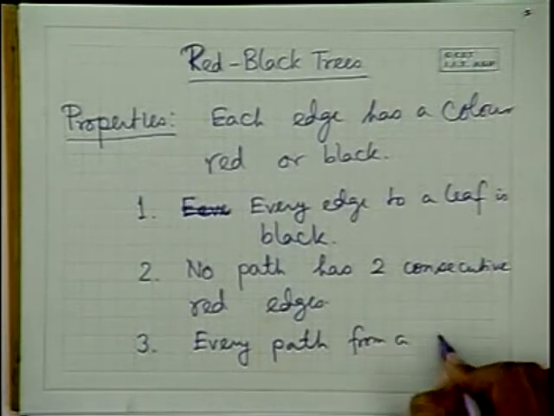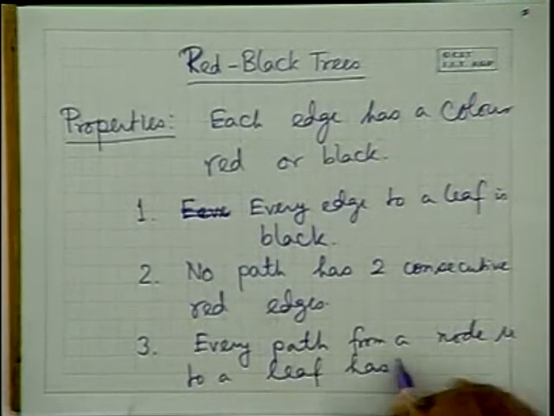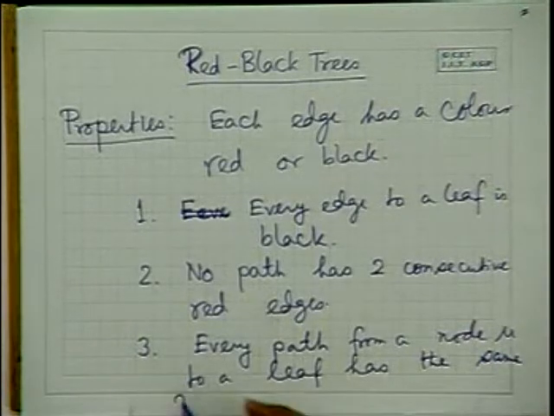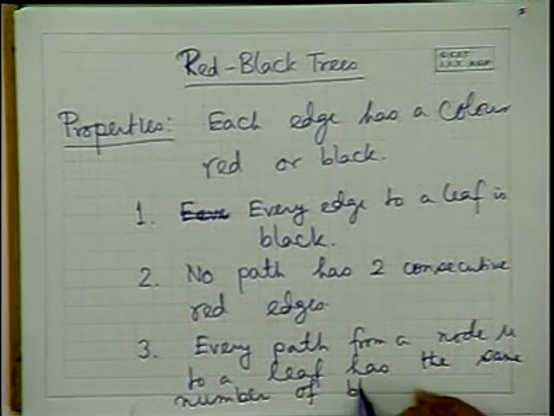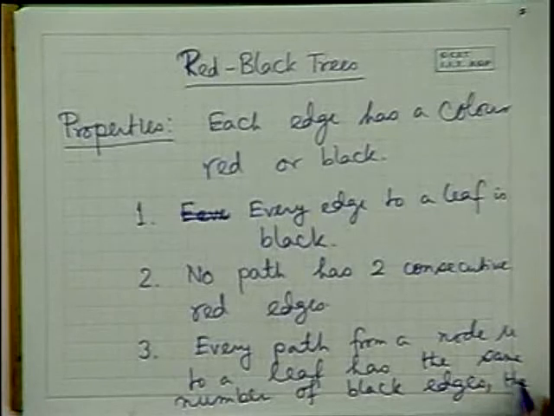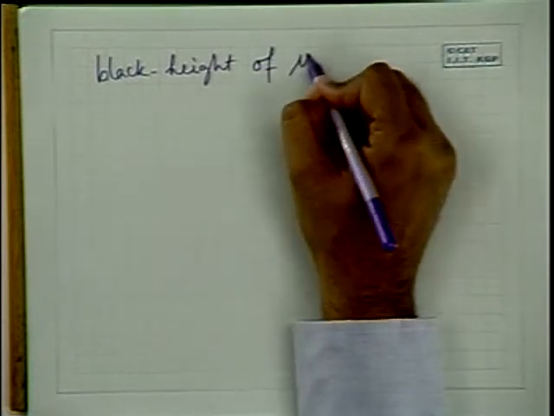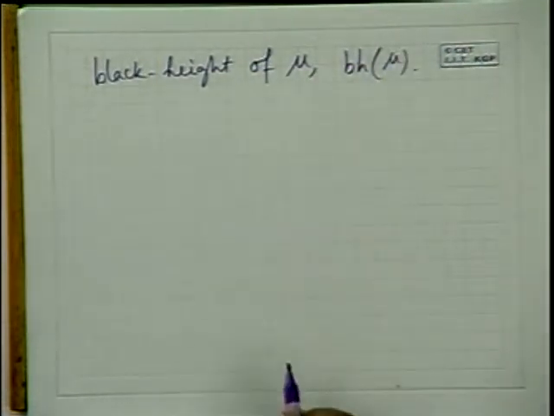The third one is, every path from a node mu to a leaf has the same number of black edges. So, you take a node and from that node you can reach any leaf. All those paths, to all those leaves, will have the same number of black edges. And that is called the black height. I'm writing it here, the black height of the node mu, which we'll denote as BH of mu.